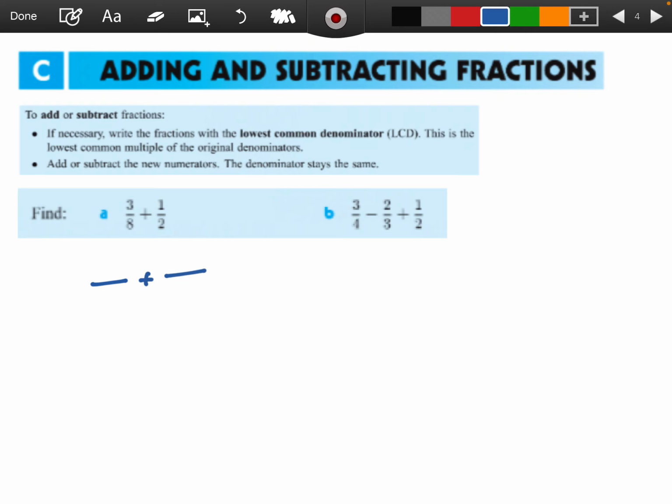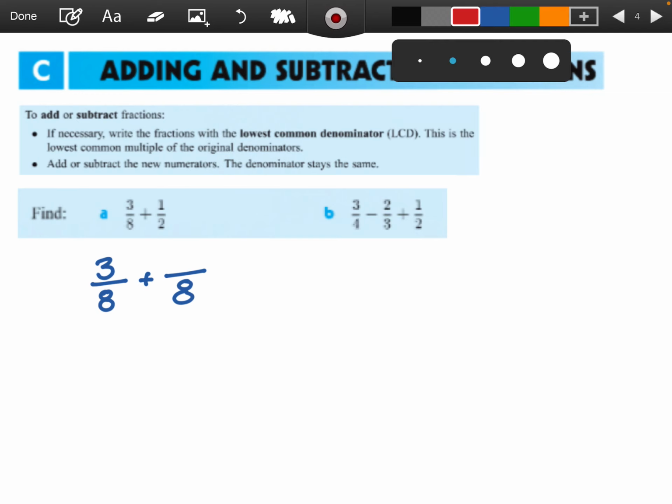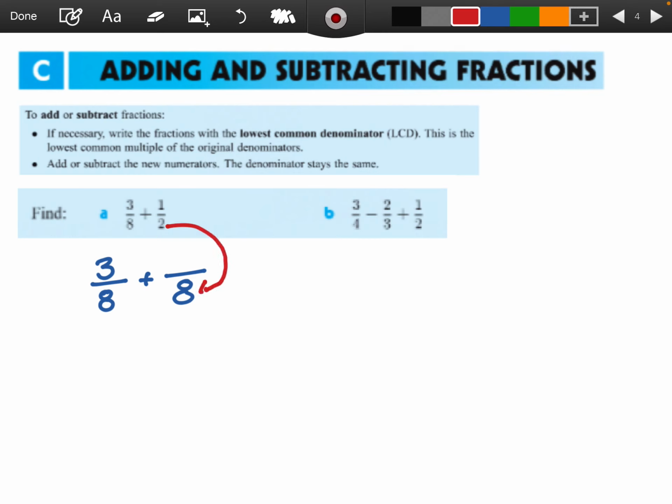So looking at 8 and 2, I know that the lowest common multiple between 8 and 2 is 8. So I'm going to make my common denominator 8. Because I have not changed the denominator from the first fraction, my numerator stays exactly the same. To figure out my numerator for the second fraction, I have to look at what I did to that original denominator to get to the denominator that was common. So what did I do to 2 to get to 8? What did I multiply 2 by in order to get 8? I multiplied 2 by 4 in order to get my new denominator.